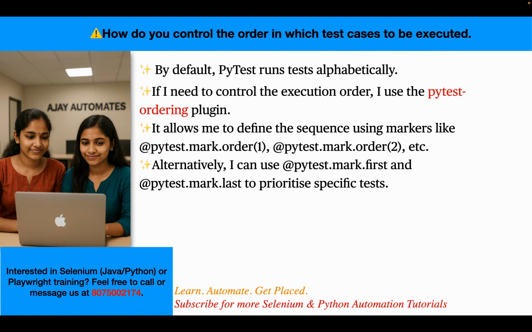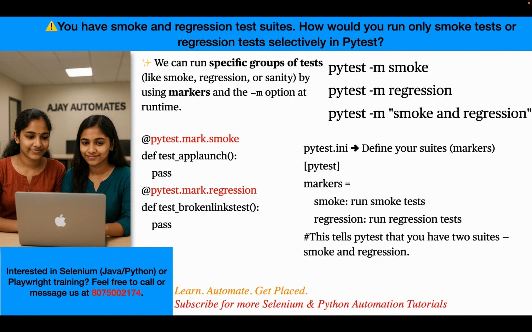The next question is, how do you control the order in which test cases are executed? If you remember, in Selenium Java TestNG we use priority. Here we need to use the PyTest ordering plugin to control the order in which test cases are executed. By default, PyTest runs alphabetically. By using the PyTest ordering plugin, we can control the order of execution.